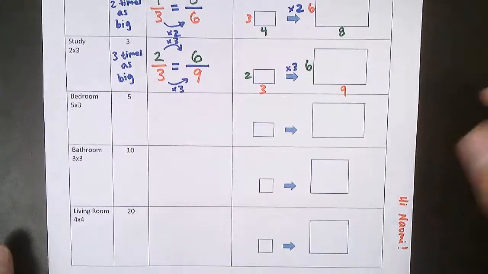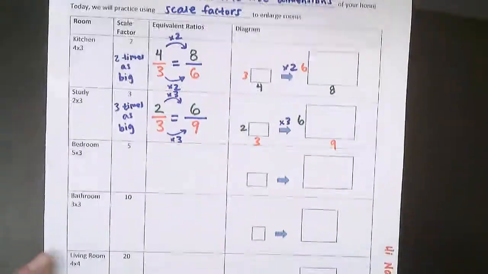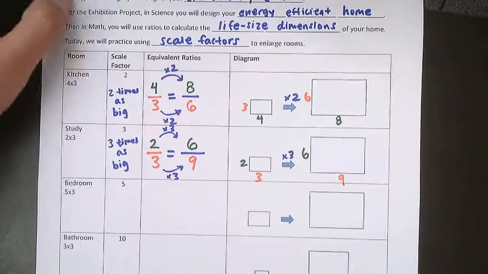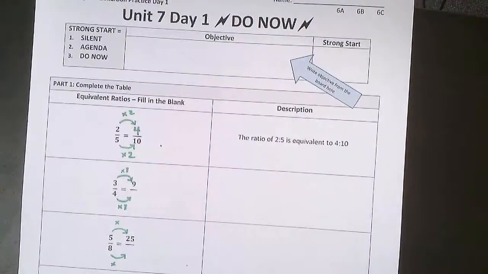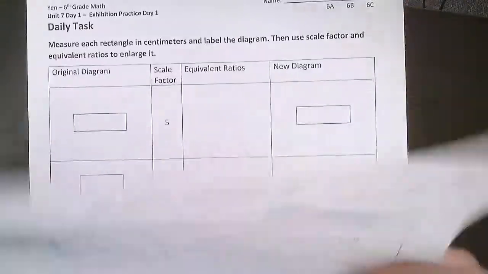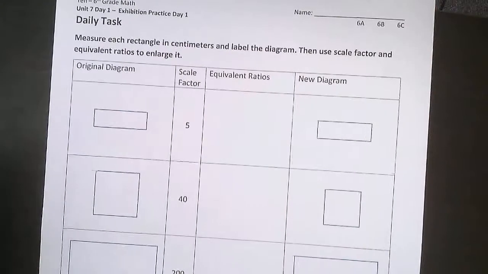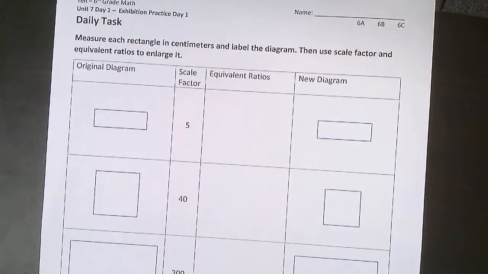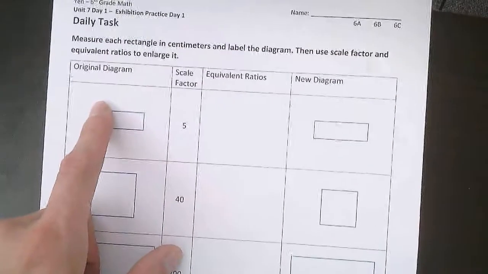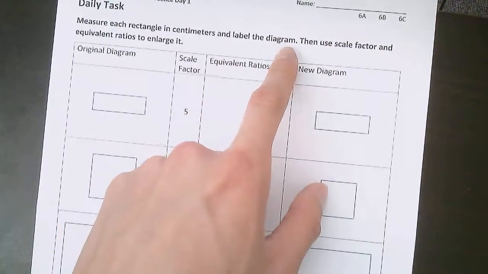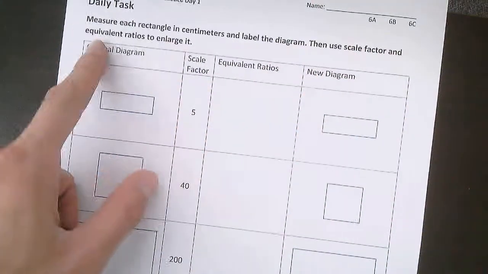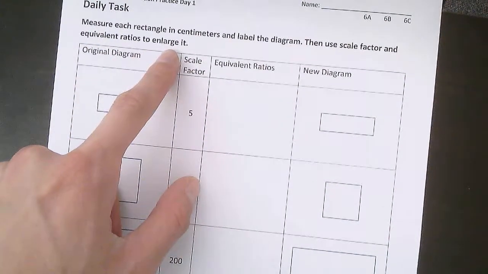I'm also going to go ahead and show you the first example in the daily task for today. So now I'm turning to page 3. This is your daily task, and I want to show you what you're going to be doing for your daily task after your brain break. It says to measure each rectangle in centimeters and label the diagram, then use scale factor and equivalent ratios to enlarge it.